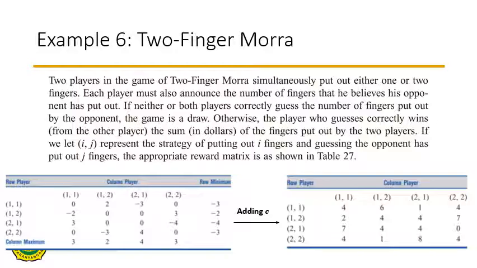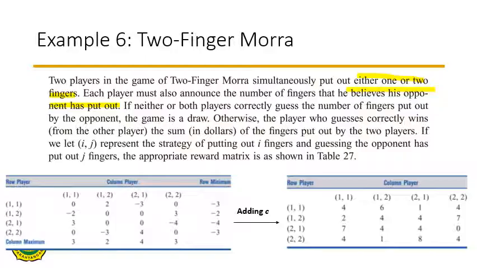Now let's take a look at another example. In this game, two players simultaneously put out either one or two fingers. At the same time, they must also announce the number of fingers that they believe their opponent has put out. So the player himself puts out either one or two fingers, and at the same time, he must also announce or guess the number of fingers that he believes his opponent has put out.